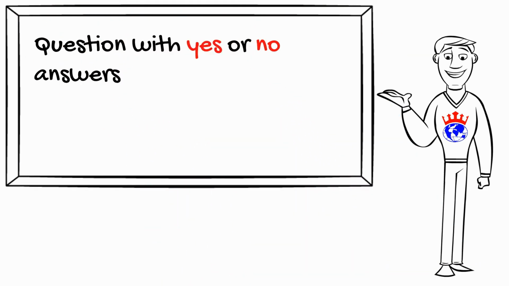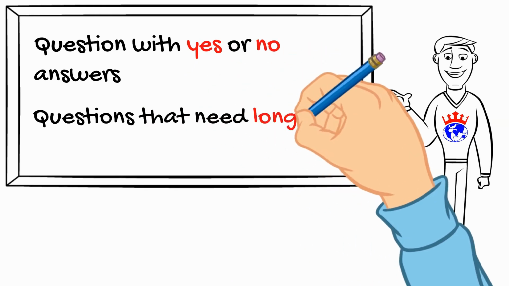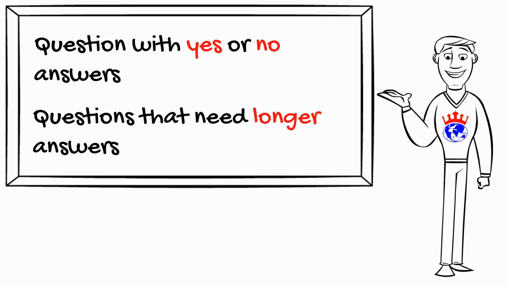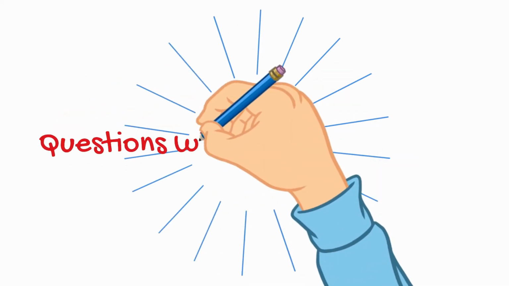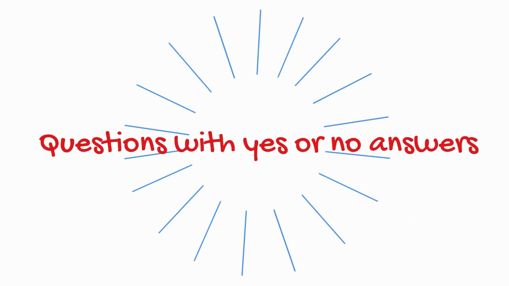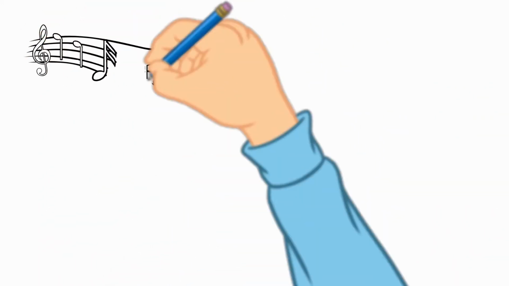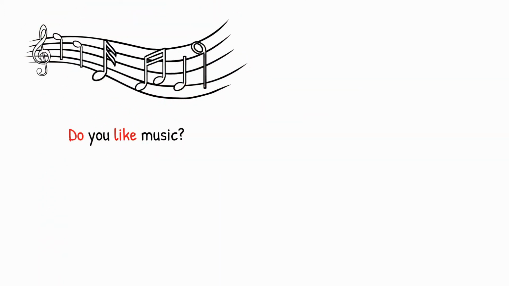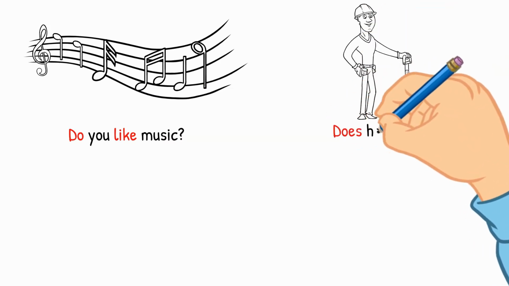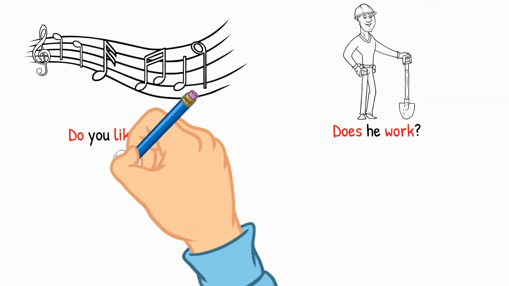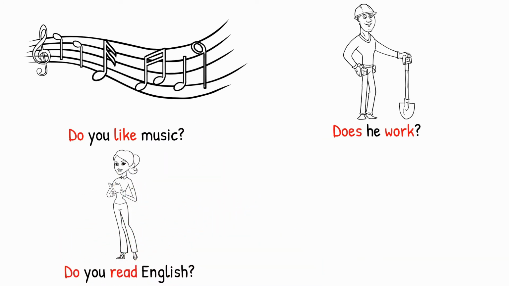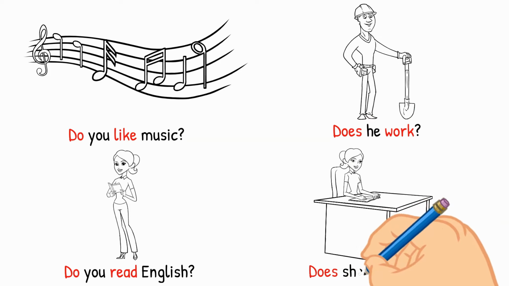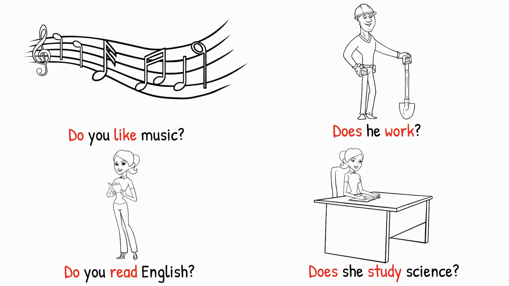There are two ways we can ask questions using simple present tense: questions that need a yes or no answer, and questions that need longer answers. Let's look at a few examples of questions that need yes or no answers. Do you like music? Does he work? Do you read English? Does she study science? These sentences can be answered with a yes or a no. Notice how some of the questions start with do and some of the questions start with does.